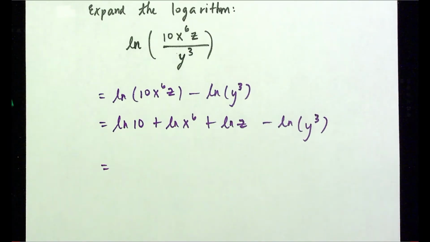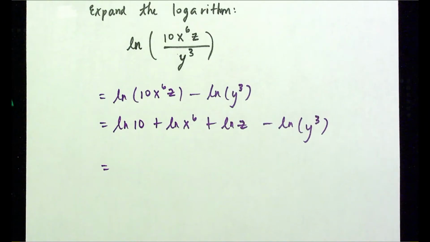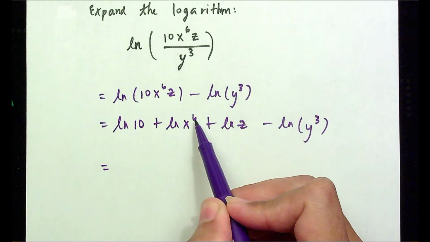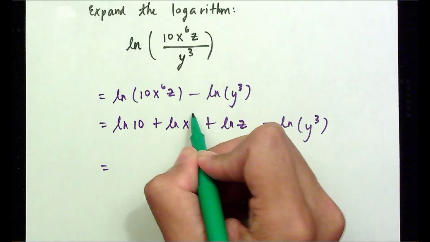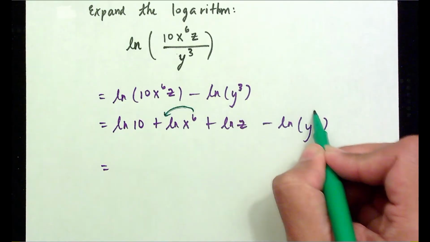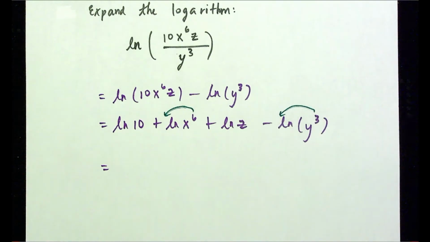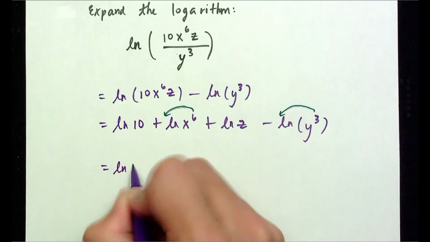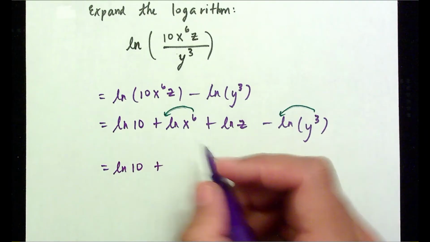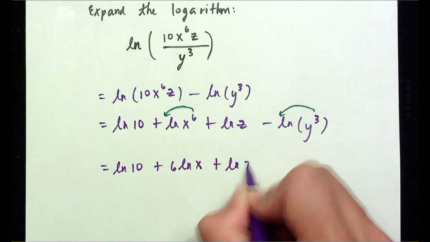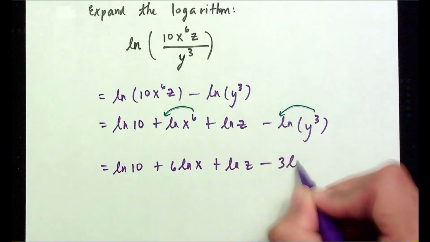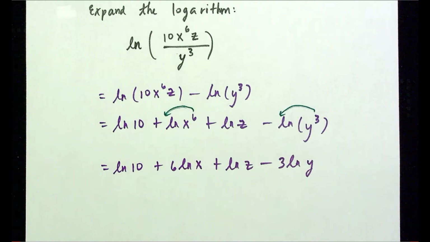And lastly, the last thing we do is any exponents inside, like this one, you would move them to the front as coefficients. So we would get ln of 10 plus 6 ln of x plus ln of z minus 3 ln of y. And that would be the final answer.